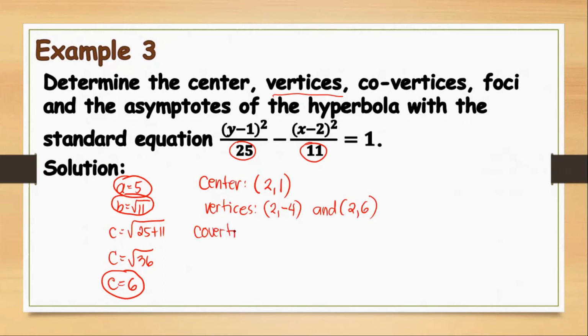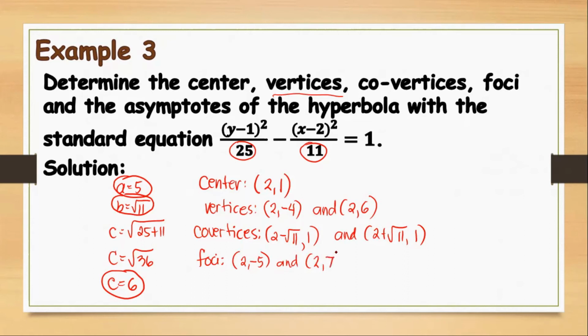For the co-vertices, there is a change in x. So let's start with square root of 11. So we have 2 minus square root of 11, 1, and 2 plus square root of 11, 1. That will be the answer. And for the foci, also it is a change in y. So we have 2, 1 minus 6 is negative 5, and 2, 1 plus 6 is 7.